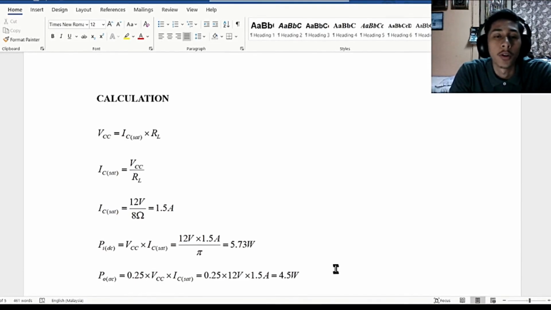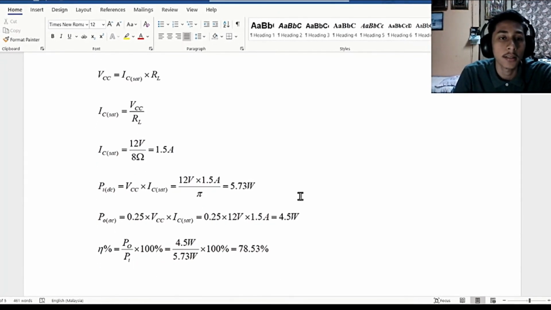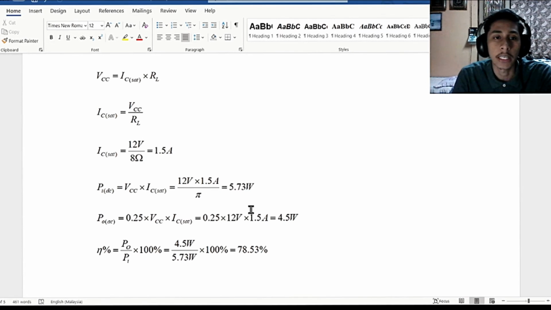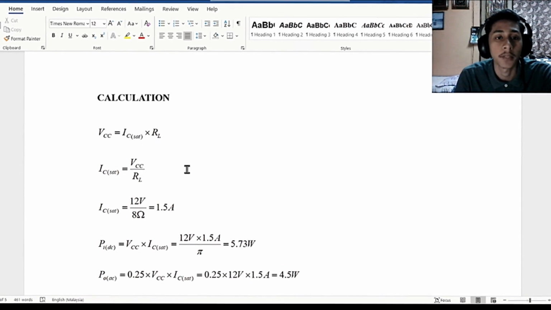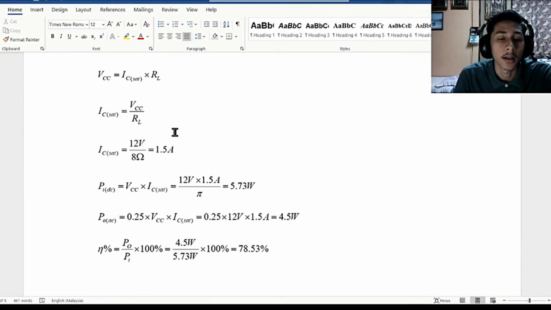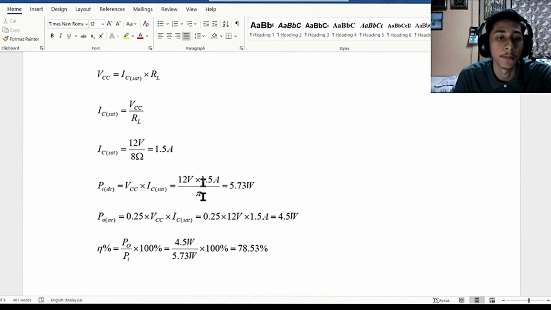Hi, my name is Muwafiq and I will explain about the calculation and also the discussion. As the question asks for the power in, power out, and also the power efficiency, first of all, we need to find the IC. We use the formula VCC equal to IC times RL, and then we insert the values of VCC and RL, which are 12 volt and 8 ohm. So we get 1.5 amps for IC.